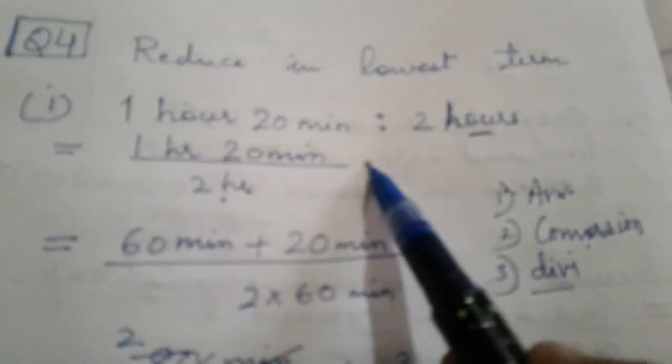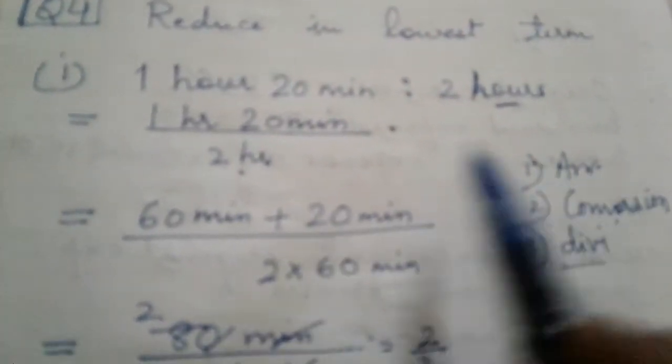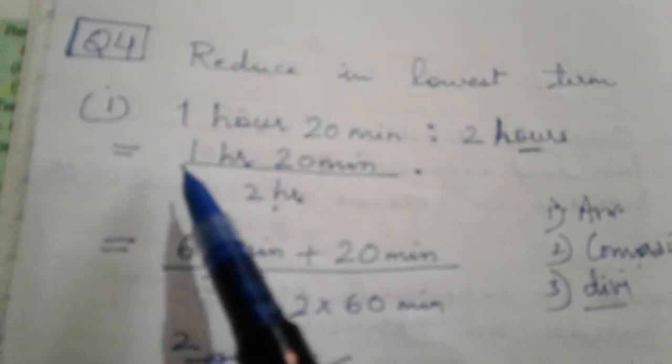So 60 minutes plus 20 minutes, you know, conversion. So we have arranged it. This is the first step, arrangement, and second is conversion. So 1 hour means 60 minutes, and 2 hours is equal to 2 multiplied by 60. So when you convert hour to minute, multiplied by 60, remember this thing. So 60 minutes plus 20. The 20 is already in minutes, so no need for further conversion.